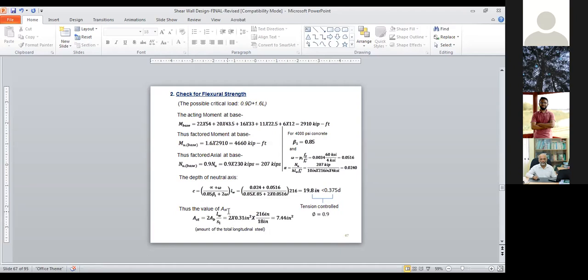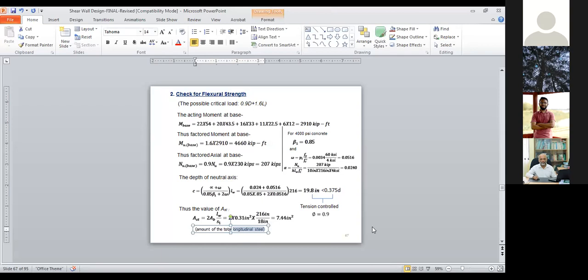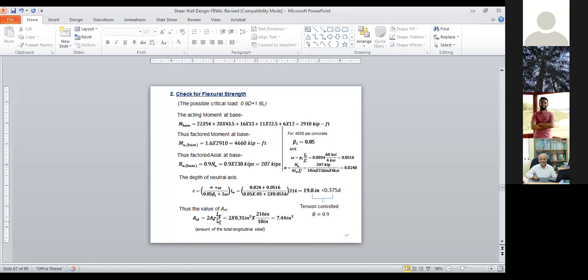Next, we will calculate the value of Ast, how much steel we are providing in the longitudinal steel, how much total longitudinal steel. That is 2 times Ab times Lw divided by S1. This is actually the number of steel bars in one face. So you multiply by 2 times Ab, you get the total amount of longitudinal steel, that is 7.44 square inches.